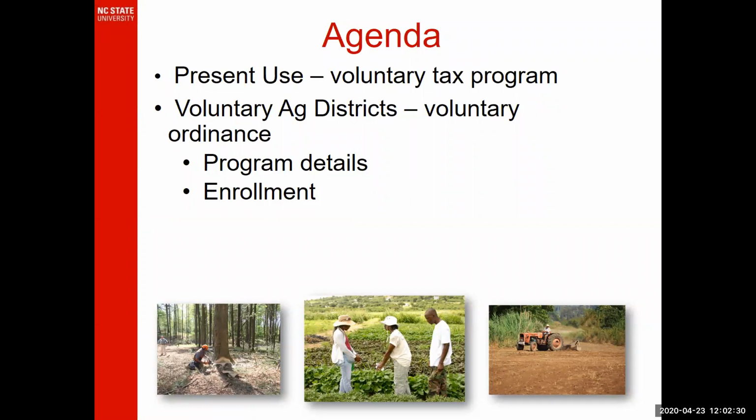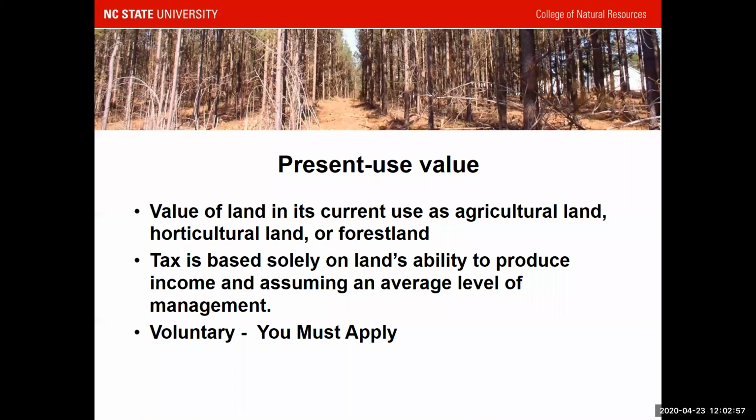The second program is more of a policy directive, and for those of you not from North Carolina, it's a solution to not having statewide zoning. So we have county by county opportunity to protect farmland, and we'll get into both of these programs, their major details, and finish up with how to enroll in them. So for the next 20 minutes or so, let's talk about present use value.